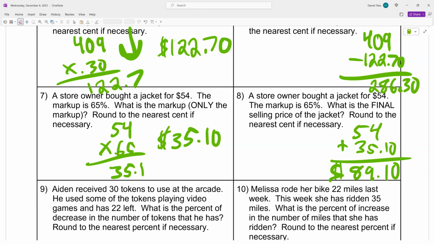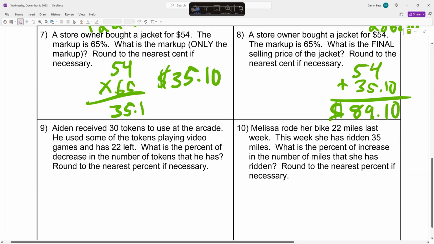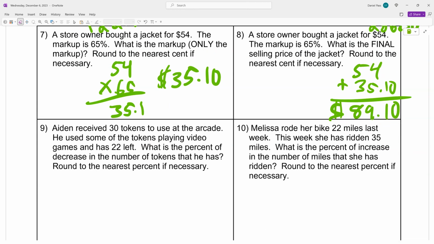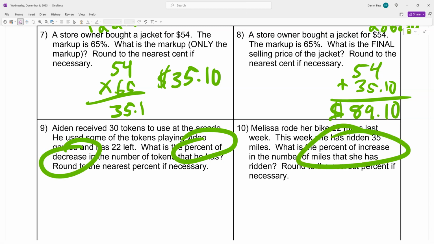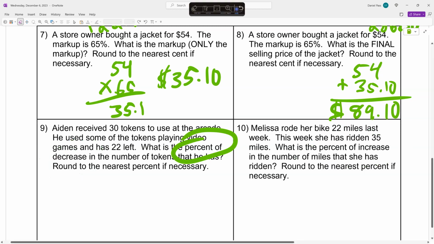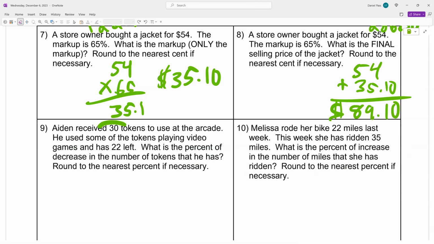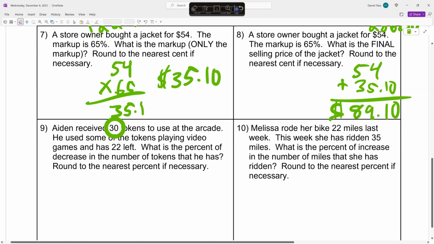Okay. All right. So the last two are percent of change. You can see percent of decrease and percent of increase. Now again, these problems are different than the others, so you have to be aware they're a little different. Now we started with 30 tokens. And then later we had 22 left. How much did it change?